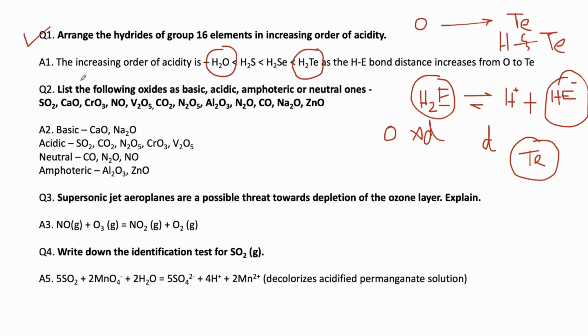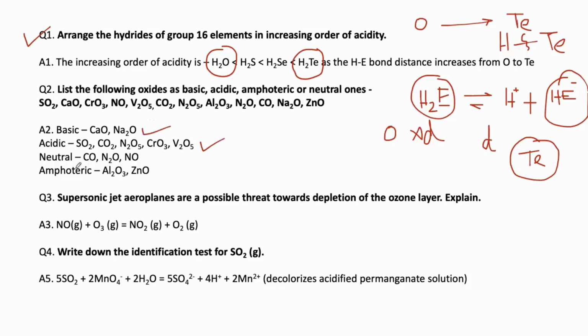The next question is characterizing or listing the following oxides as basic, acidic, amphoteric, or neutral. We have classified all the oxides on the basis of their properties towards water. Acidic oxides are those which on reacting with water produce acids. The basic oxides are those which on reacting with water form bases.